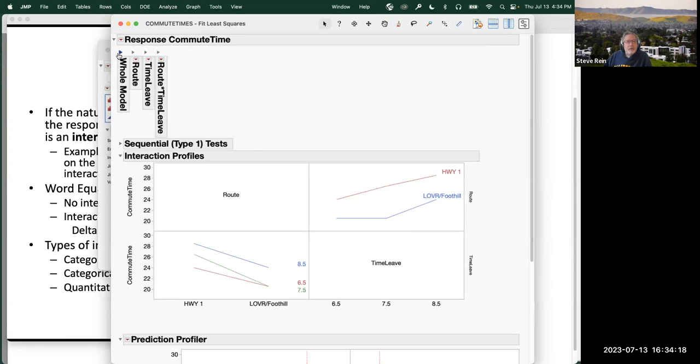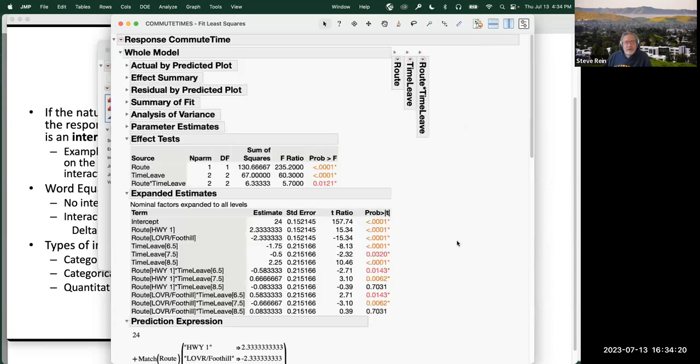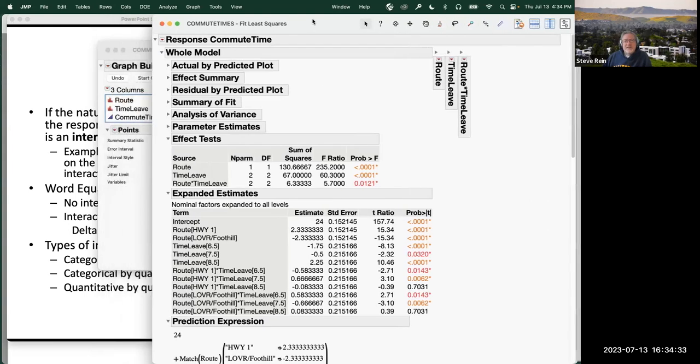Lastly, because we did want to know, is the interaction statistically significant in my F test? You would say yes. We'll talk more about that one on Monday. That's a situation where it's entirely categorical explanatory variables, categorical route, categorical time of day in which I leave. Any questions about that example?